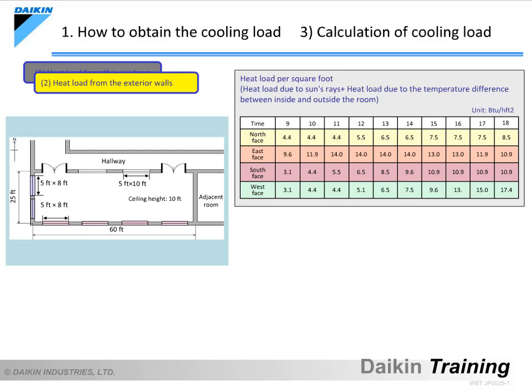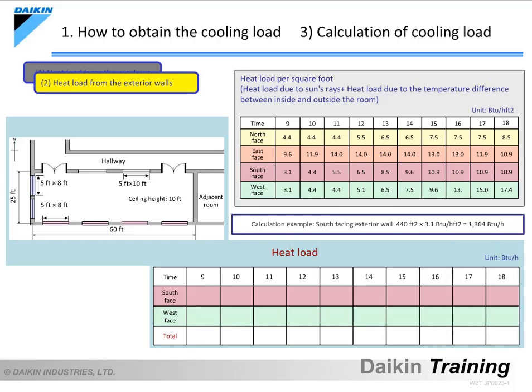The table has been prepared in the same manner as the one for the windows. The heat load from the exterior walls is smaller than that calculated for the windows. It too changes with time and direction. The maximum heat load on the north face is at 1800 hours. On the east face, it is between 1100 and 1400 hours. On the south face, it is between 1500 and 1800 hours. And on the west face, it is at 1700 hours. The west face has the greatest heat load, followed by the east face.